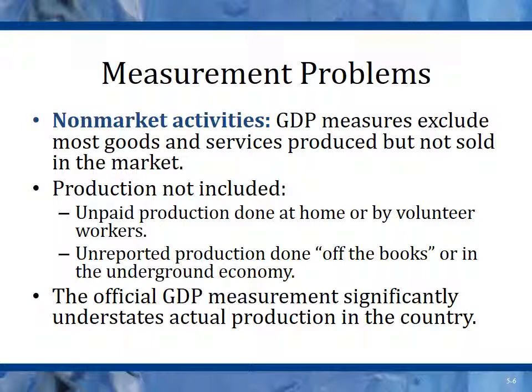Also not included on this slide is illegal activities, drug activities, what people pay for stolen cars, that type of thing. None of that is included in GDP. Things that happen under the table. So if someone pays you cash for a job and you don't report it on your income taxes, that's not counted in GDP either.